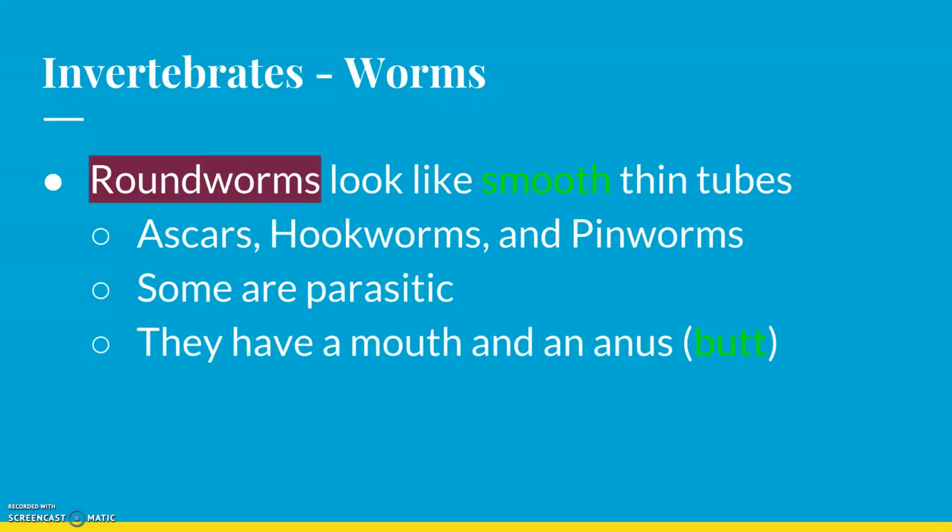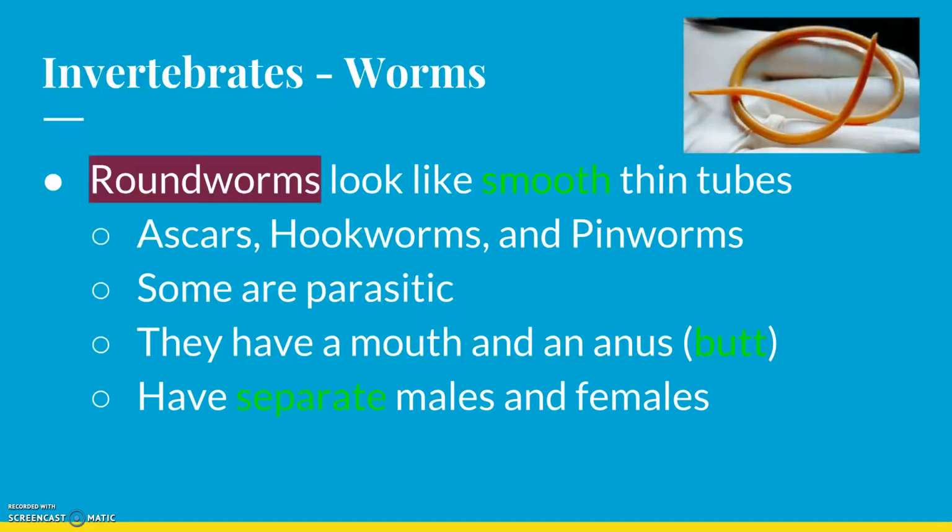So these guys also have a mouth and an anus or a butt. So they have bilateral symmetry. They do have separate male and female genders. So we talked about the sponges. They were both male and female, not these. A boy worm and a girl worm got to get together and kiss if they want to make little wormy babies.